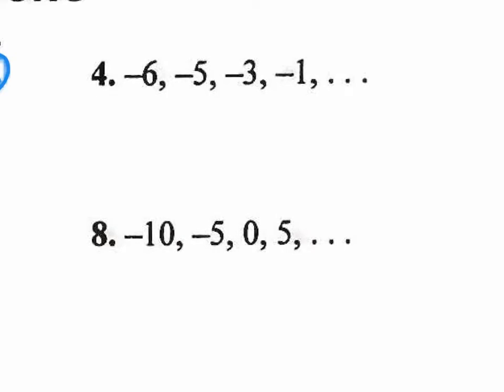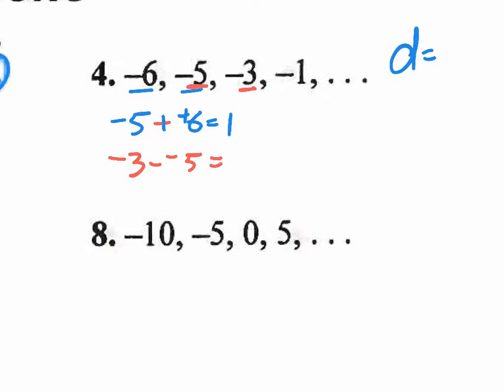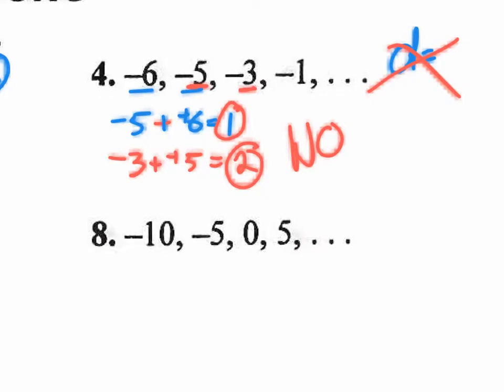Is there a common difference on this one? No. Again, let's set it up. You're going to say negative 5 minus negative 6. That becomes 1. But if you try the next one over here, negative 3 minus negative 5, that doesn't give you a difference of 1. That's actually 2. So right there, difference is 1, difference is 2. There is no common difference, so you say no, it's not arithmetic because there's no common difference.